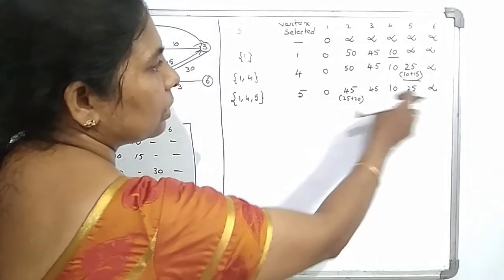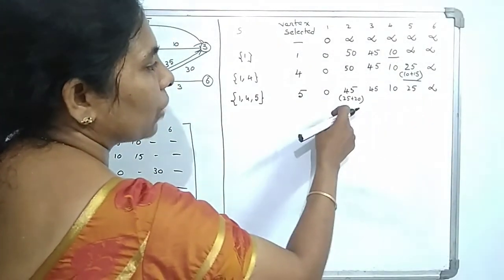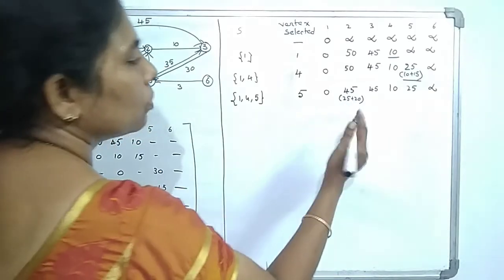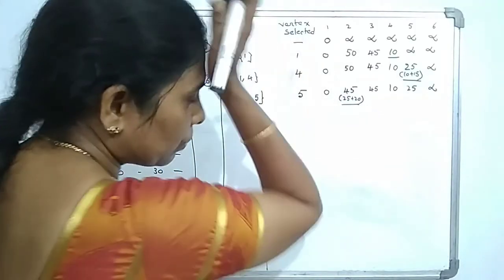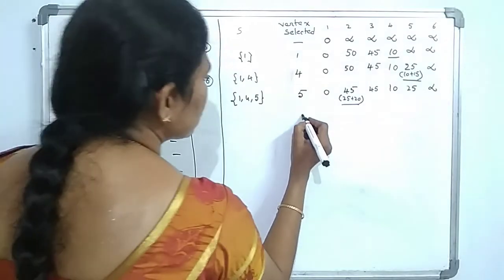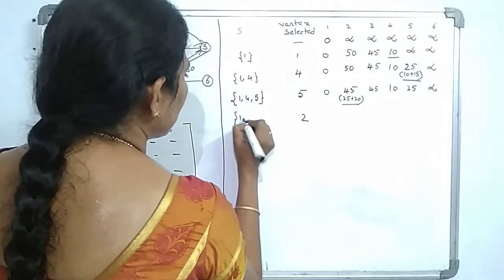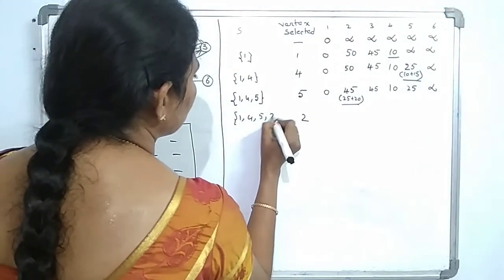After that you can identify which one is the minimum. 10 is already selected and 25 is already selected. In that, 45 and 45 both are same. So now you can select one of this one. So I am selecting 2. The next vertex is 2, and this comes under the 1, 4, 5, 2.